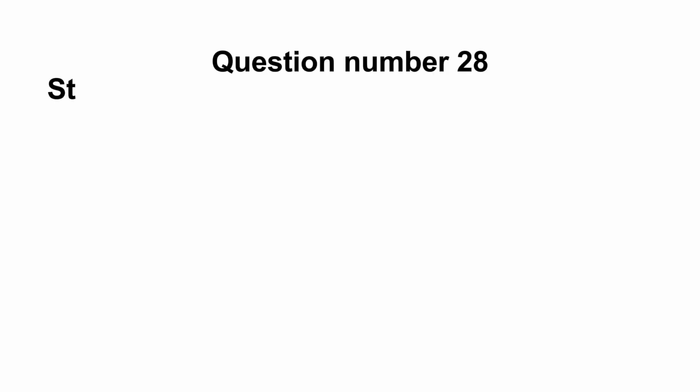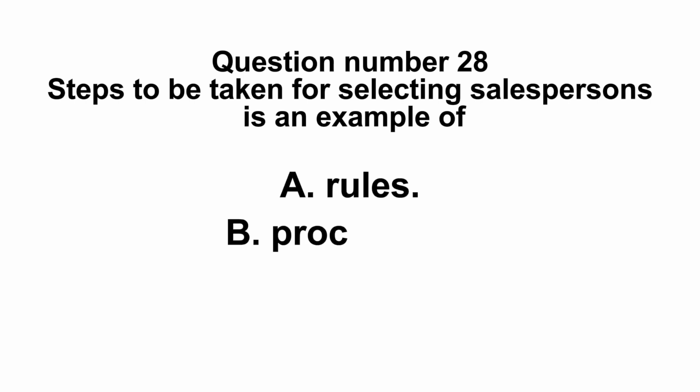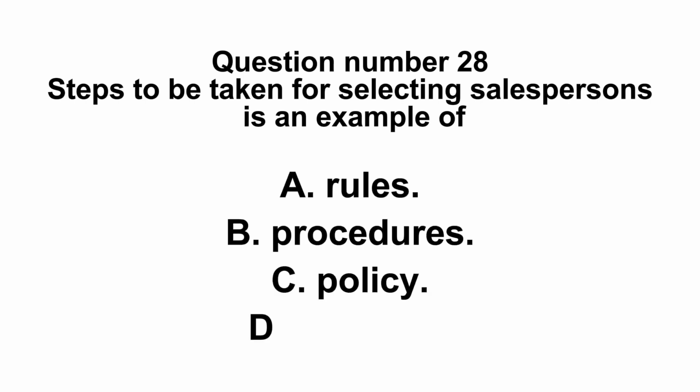Question number 28. Steps to be taken for selecting salespersons is an example of A. Rules. B. Procedures. C. Policy. D. Methods. And the correct answer is B.